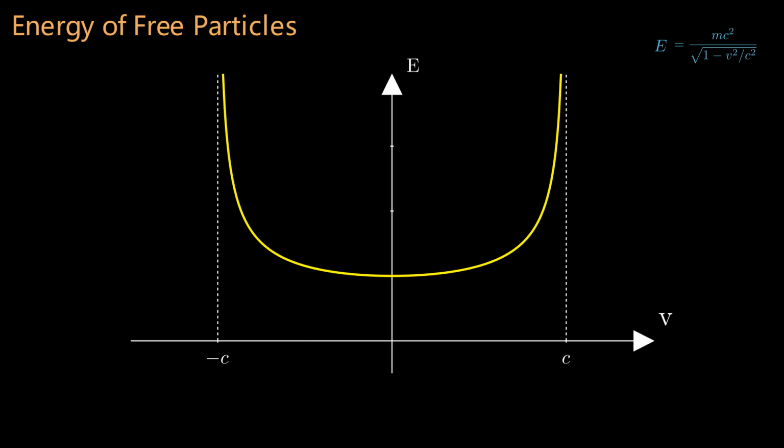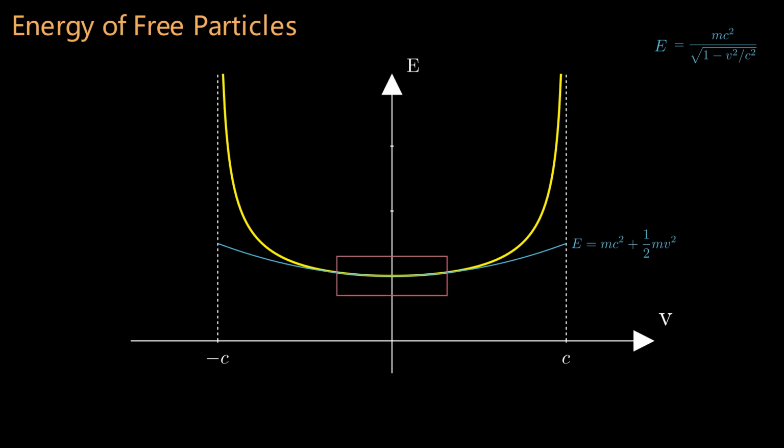Moreover, we can see that even when the particle's velocity is zero, it still has energy equal to m times c squared. This is the famous mass energy formula. This energy is called the rest energy, which is the intrinsic energy of the particle. Additionally, we see that when the velocity is much less than the speed of light, the particle's energy can be approximated by its rest energy plus the kinetic energy from Newtonian mechanics, which is 1/2 mv squared.